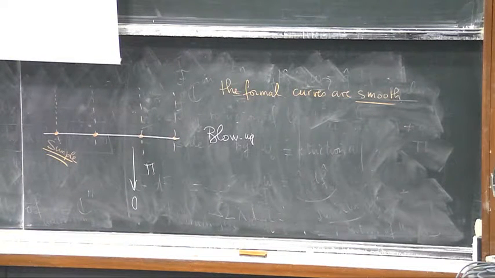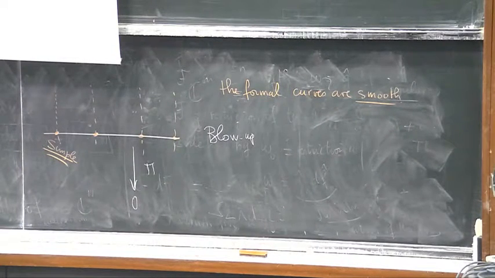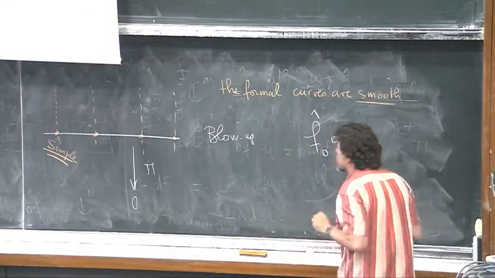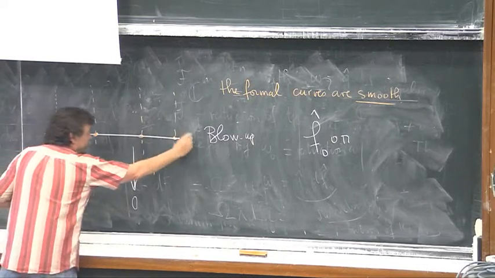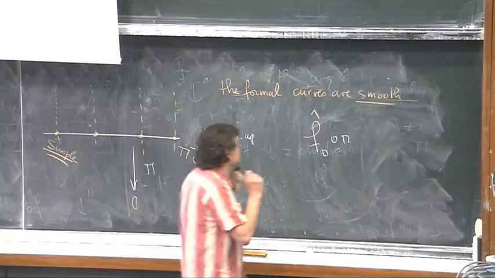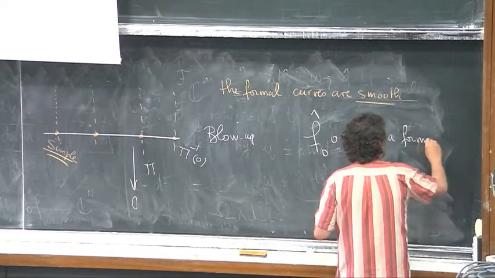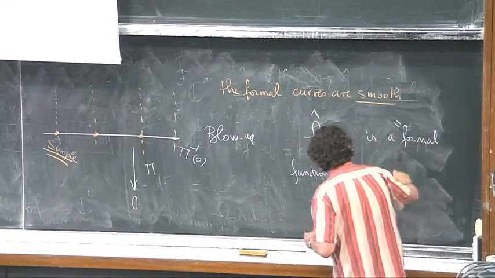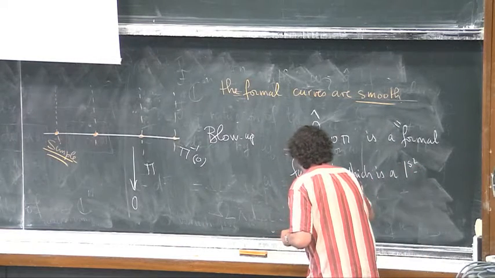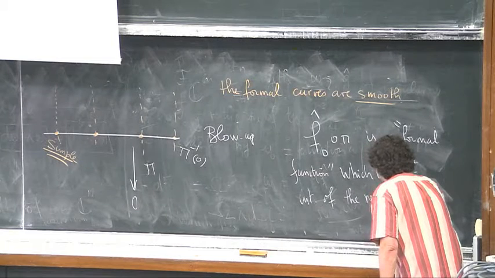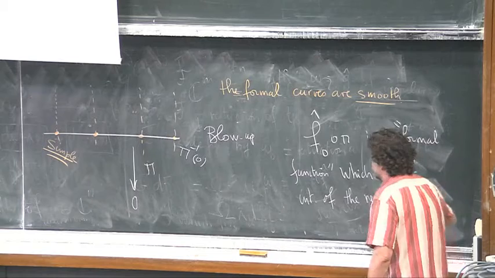Here you have the picture with many blow ups. And we remark that the composition of the formal first integral is an object which is something like a formal function along pi minus 1 of 0. So I say a formal function, which is a first integral of the foliation, the new foliation after transformation.